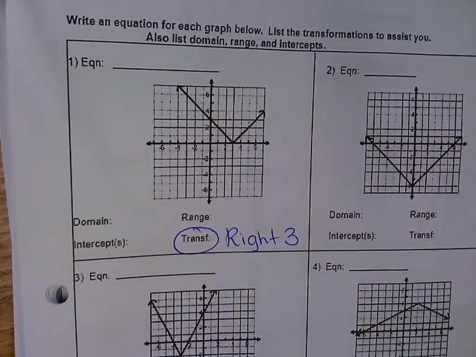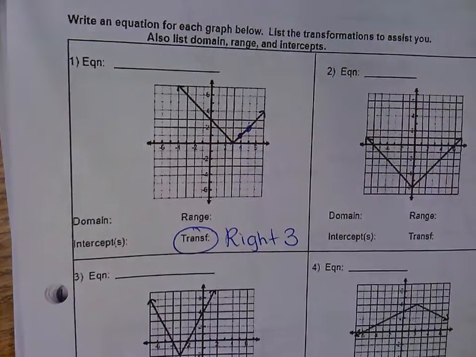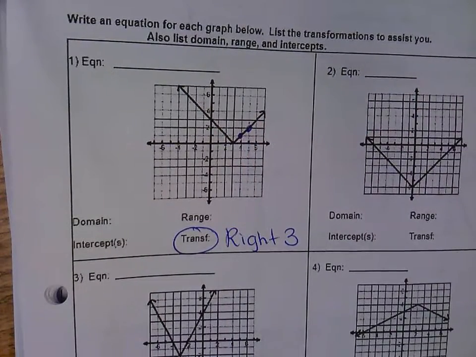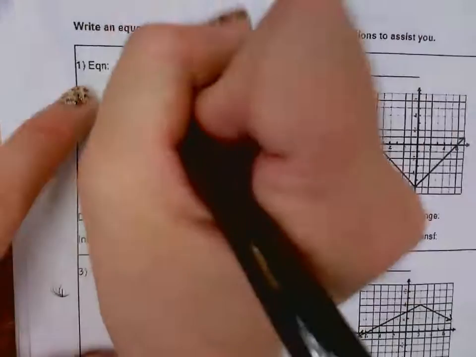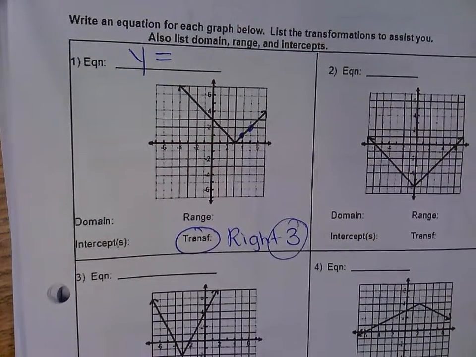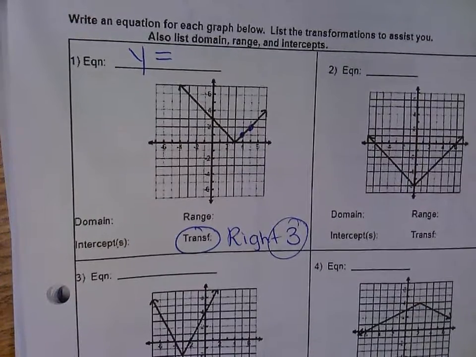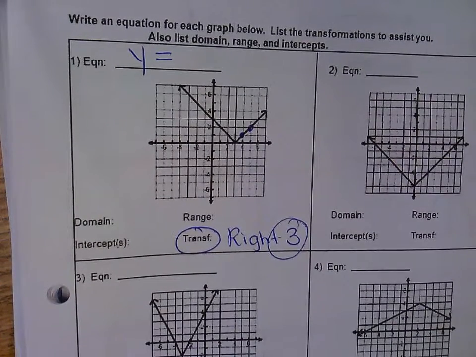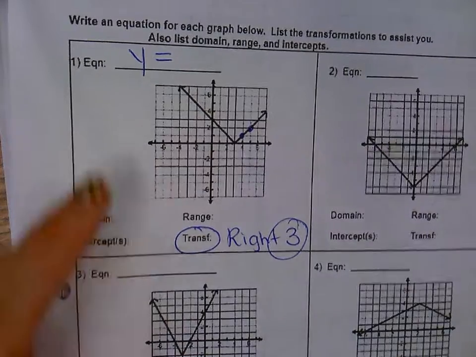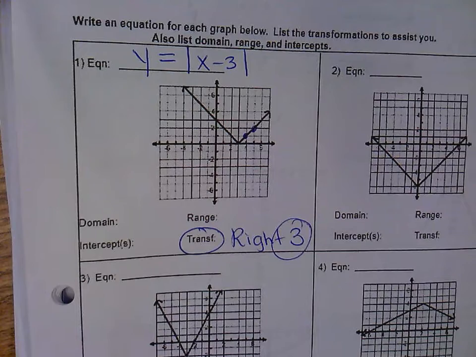I should check that the steepness hasn't changed. See how it's up 1 over 1? So it has not changed. It's not steeper. Okay, so y equals, where do I put this 3 to go to the right? Inside or outside the function? Inside with x. And remember, inside is opposite what you think. So it's going to the right, I want to put x minus 3 inside the function. So your function would be y equals absolute value x minus 3.